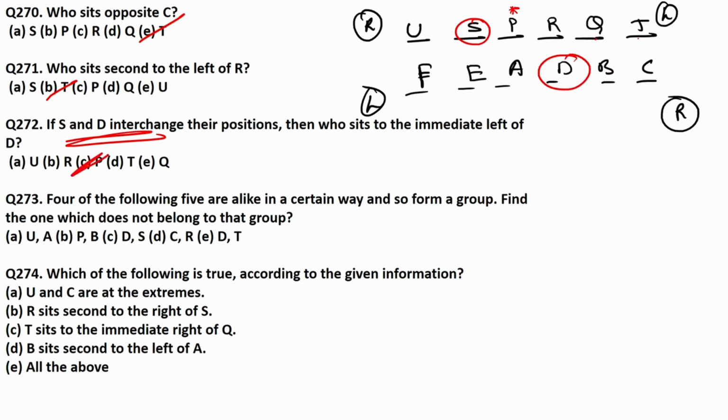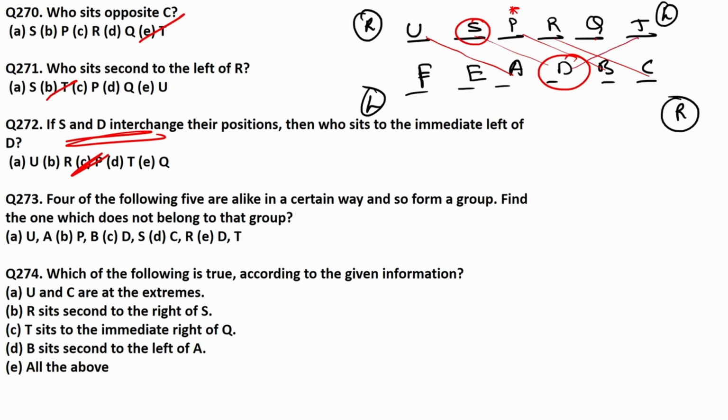Four of the following five are alike in a certain way and so form a group. Find the one which does not belong to that group. UA, PB, and C. UA, you can say, is on this diagonal. PB, DS. So we can say that in DS there is one person diagonally opposite to each other. CR. Next one, DT.